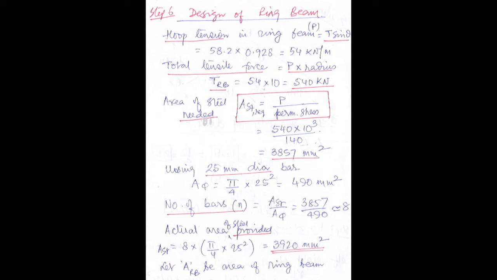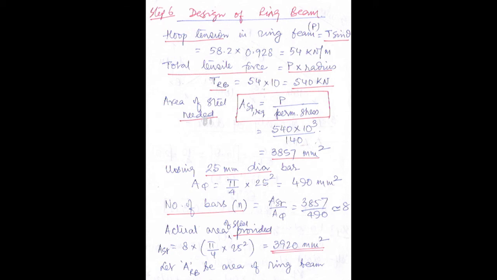Okay, now total tensile force, how can we find this force? That is hoop tension we have found multiplied by the radius. See, P we have found out, hoop tension is per meter length. Now if we want to find the total force, we have to multiply it by the radius value. So T_RB, total tensile force, will be P, that is the tension, multiplied by the radius. Radius is what? This is a 20 meter diameter room. So what will be the radius? 20 by 2, that is 10. So that gives us 540 kilonewton.